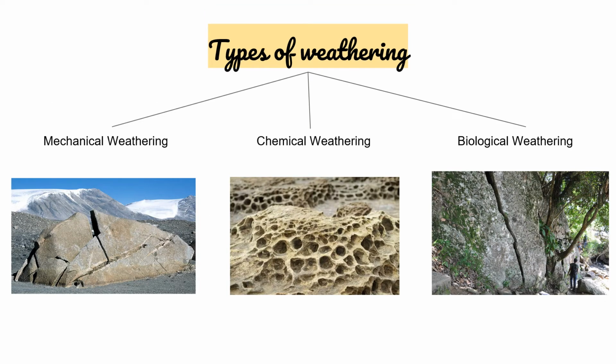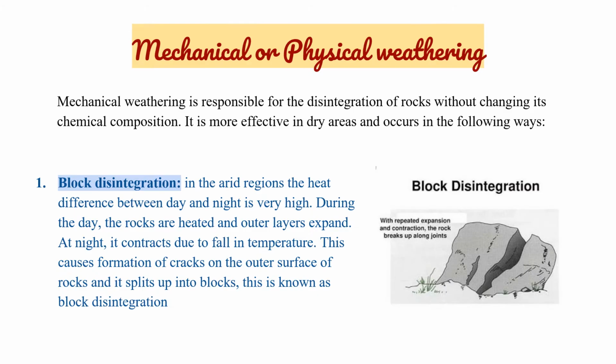There are three types of weathering. One is mechanical weathering, two is chemical weathering, and three is biological weathering. Mechanical weathering is a physical activity which causes the breakdown of rocks. It is effective in dry areas and occurs in the following ways.